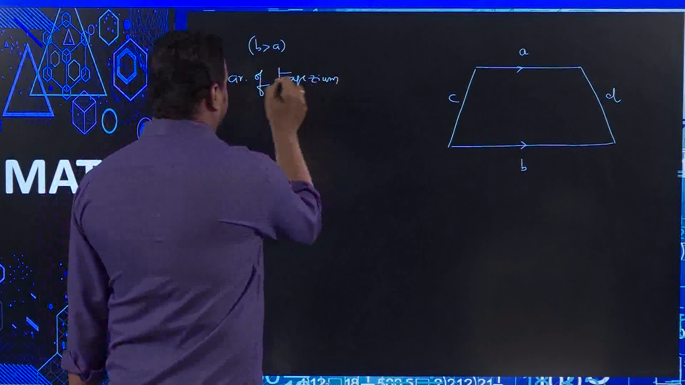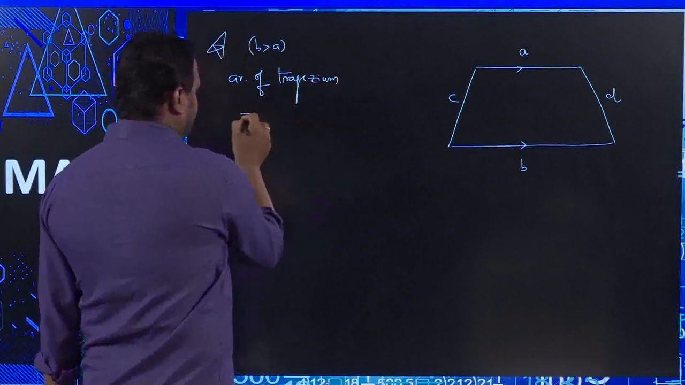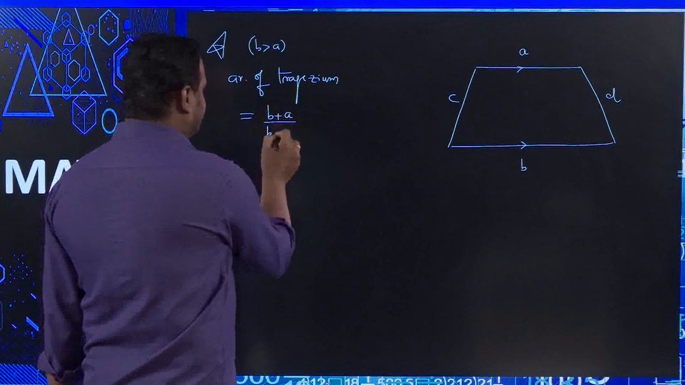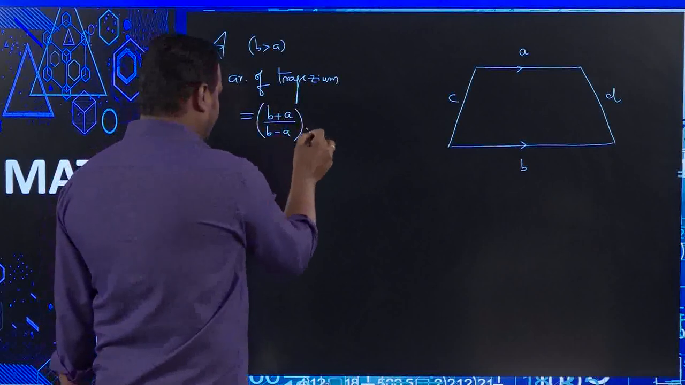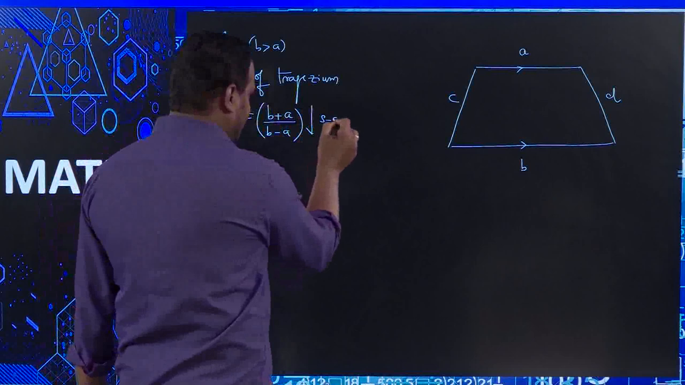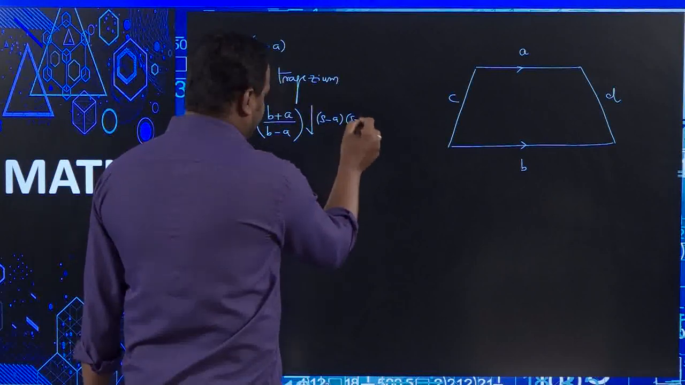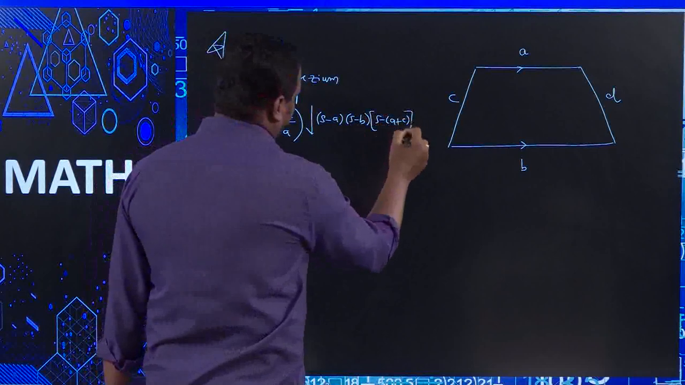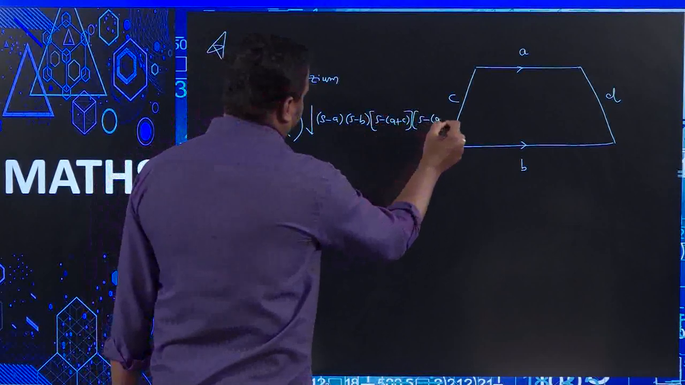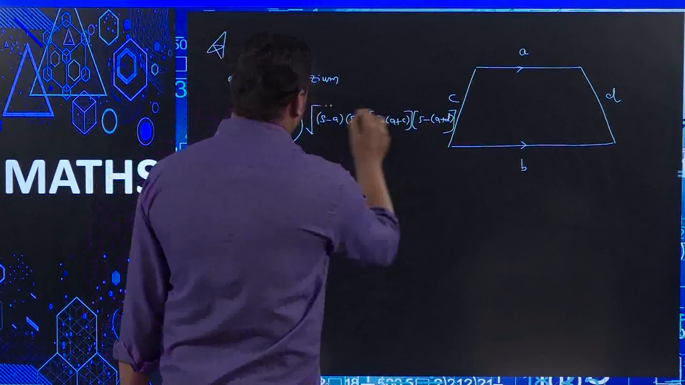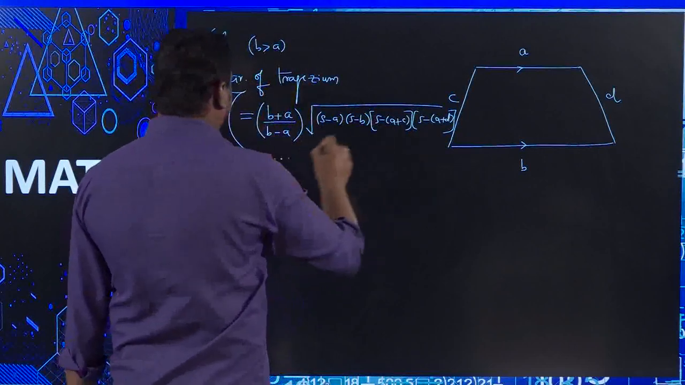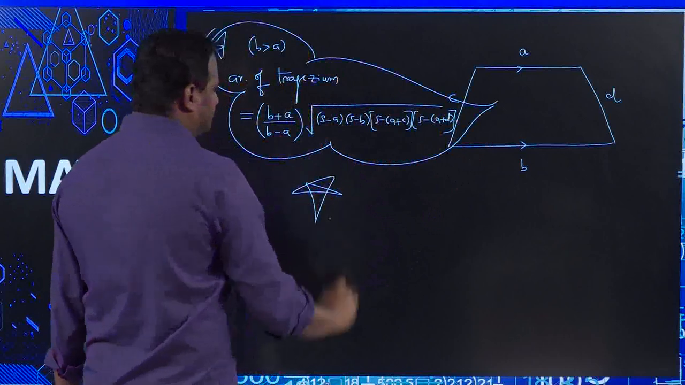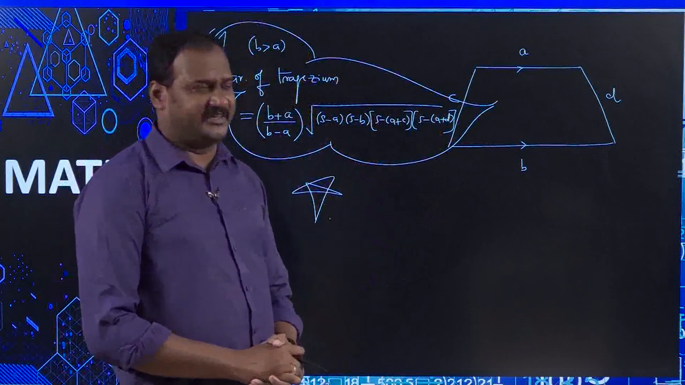area of trapezium when all four sides are given is equal to B plus A divided by B minus A into square root S minus A into S minus B into S minus of A plus C into S minus of A plus D. So, this is the formula for area of trapezium when all four sides are given. If you remember this formula, I think we can get the answer easily.